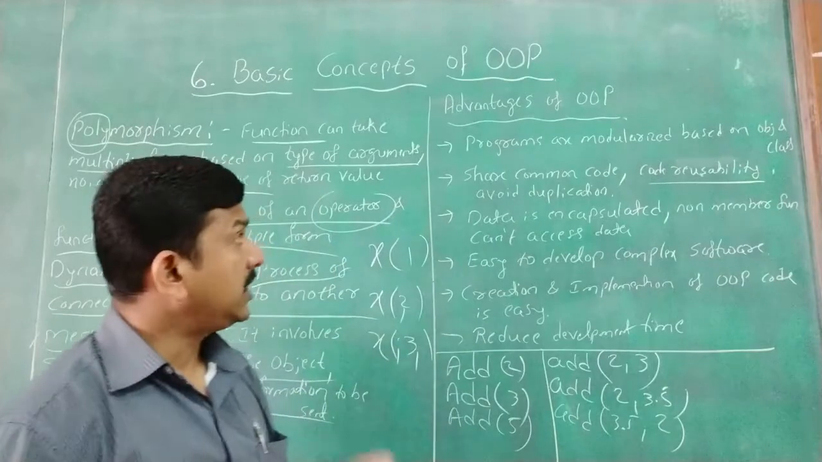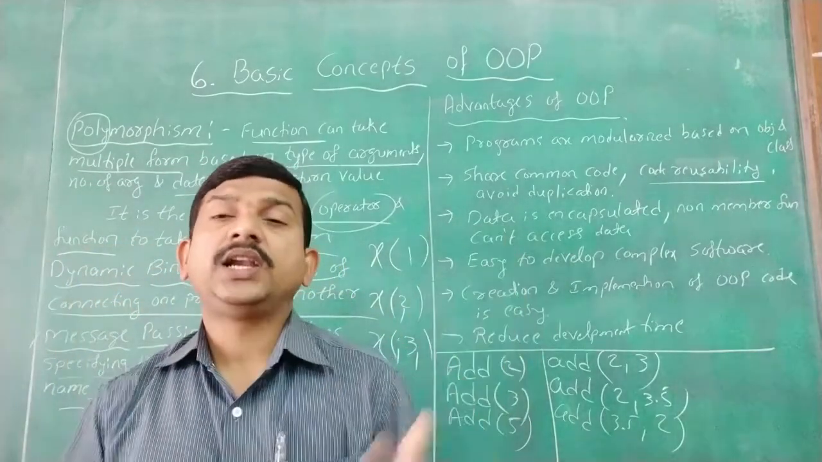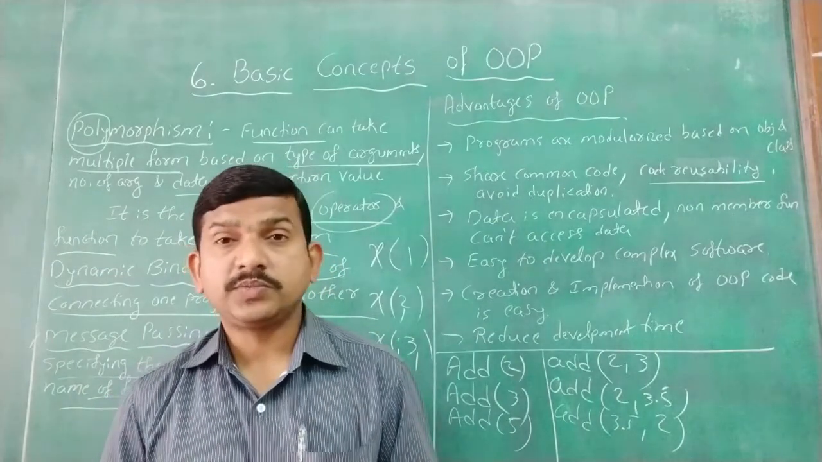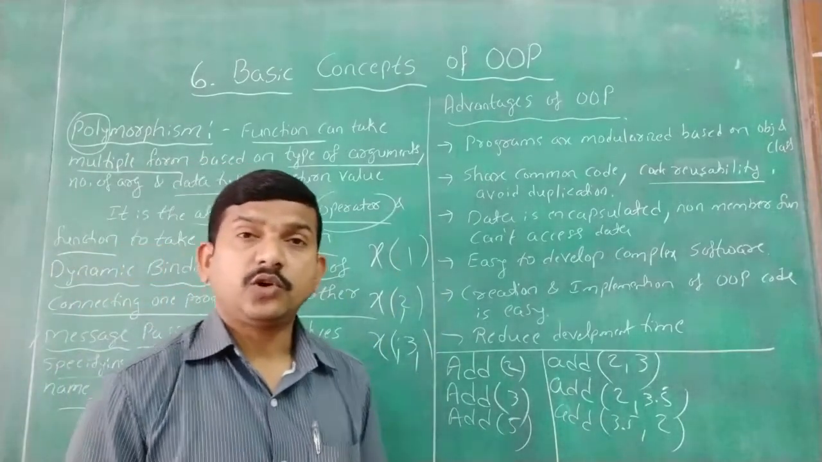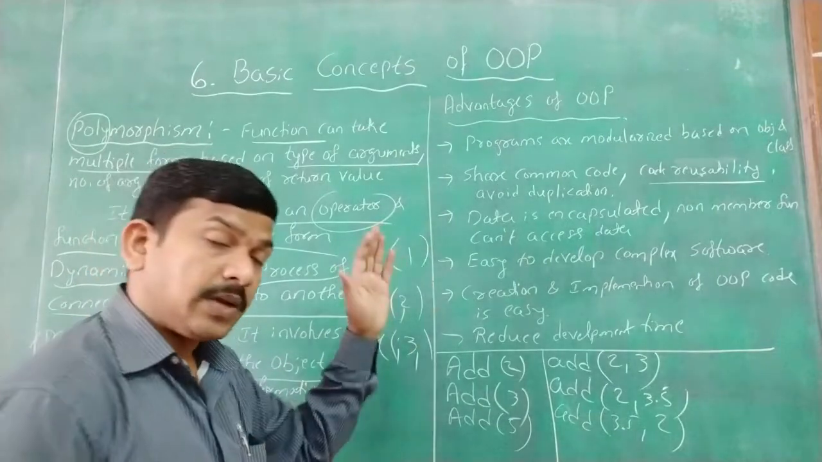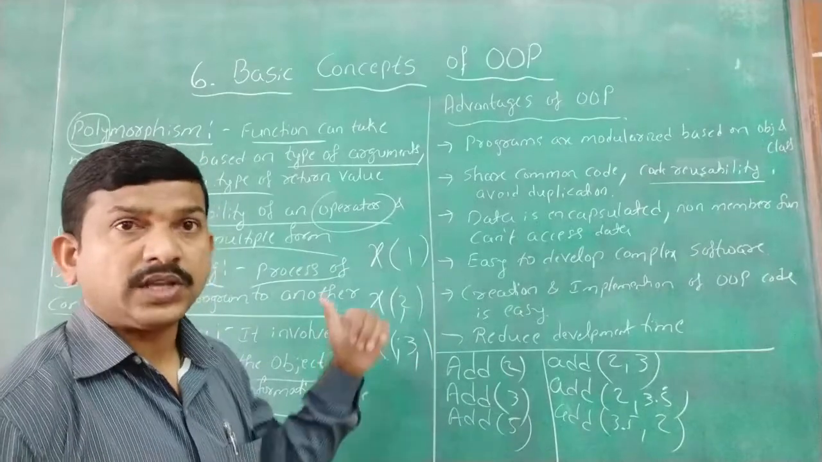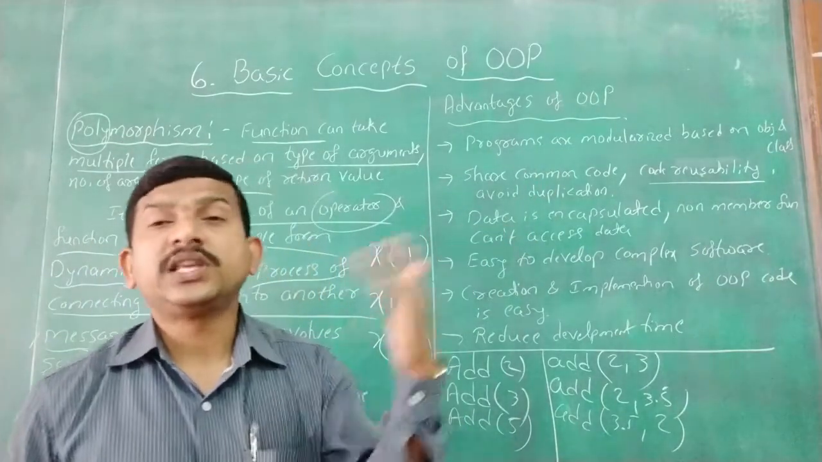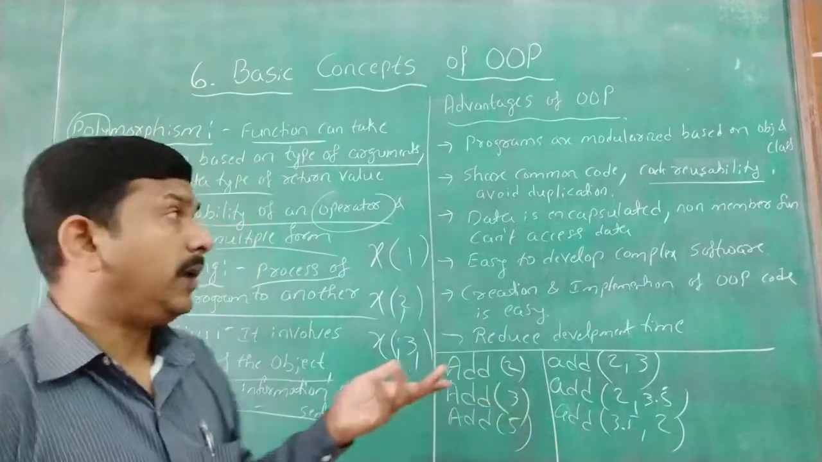What are those advantages? The first one: in this concept, the programs are divided into small parts called modules. With the help of class and object, we are modularizing. Then with the help of OOPs, the code we have written already, the same code I can use everywhere, wherever I want. That is code reusability. We can reuse the code, so we can avoid the code duplication.